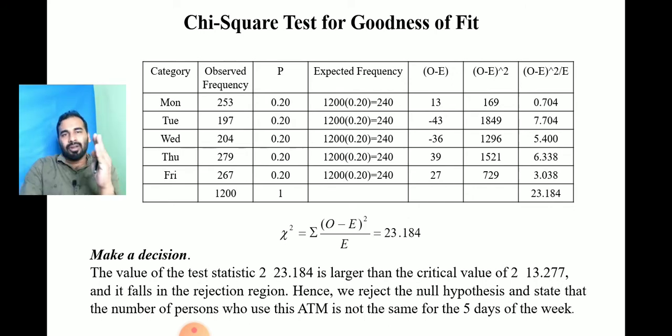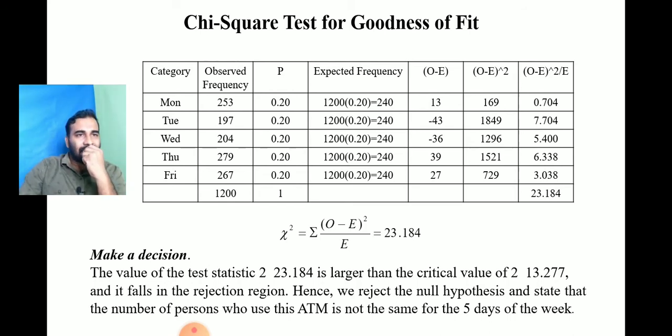Then the next step is to subtract the expected frequency from the observed frequency. Observed frequency minus expected frequency. What is the difference between observed and expected frequencies? We have got 13, minus 43, minus 36, 39 and 27. You square it: 13 squared is 169, 43 squared is 1849, and so on, then 1296, 1521 and 729.